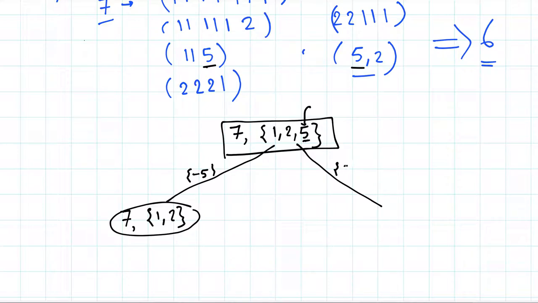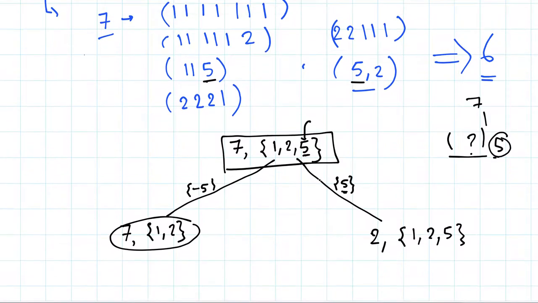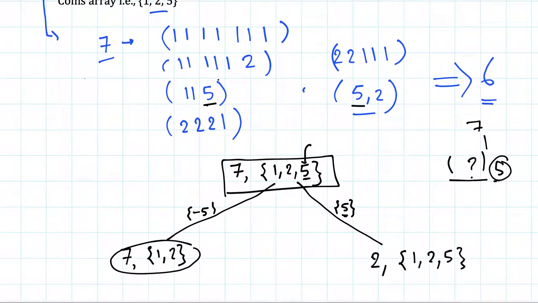And in the other case, we include at least one coin of 5 cents. So if we include at least one coin of 5, we know that one of the coins is 5. We have to find the remaining possibilities. So our problem reduces from 7 to 2, because 5 we have taken. Now the remaining is 2, and we can use the same set of coins. Here we had explicitly said that we will exclude 5. We will not add 5. So this right branch will correspond to these solutions, and this left branch will correspond to these 4 solutions.